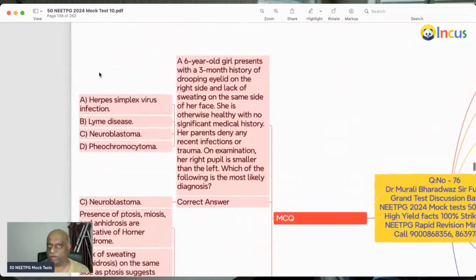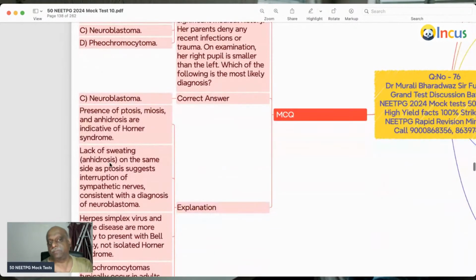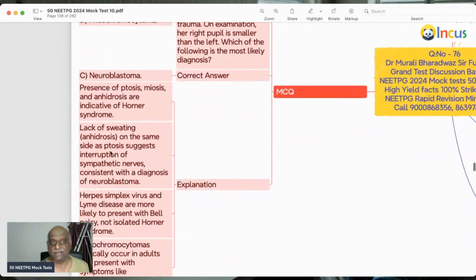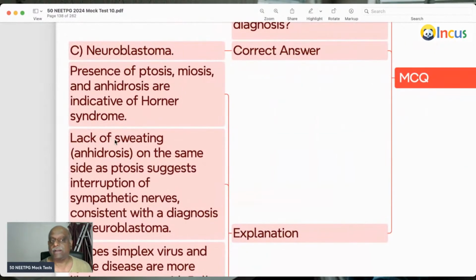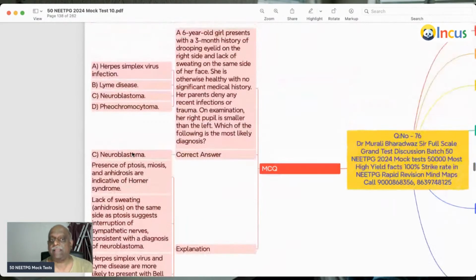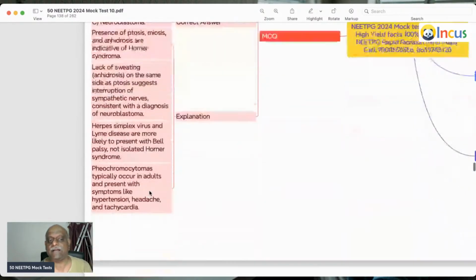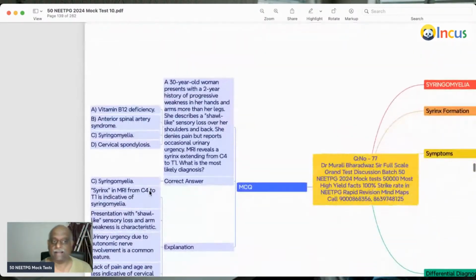A 6-year-old girl, 3-month history of drooping eyelid on the right side, lack of sweating on the same side. So ptosis, miosis, and anhidrosis indicate Horner, and there is an interruption of sympathetic nerves. In a 6-year-old girl, that is classical of neuroblastoma, is what you need to remember.